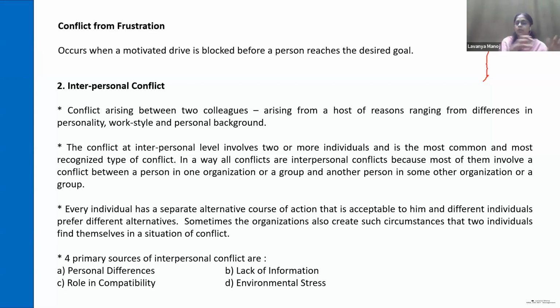limitation. So who is going to make use of the resource first, and the working style, the experience of each and every individual, the perception of each individual, the psychological attributes, everything matters, and even the role, their place in the hierarchy in the organization. So that also matters. The four primary sources of interpersonal conflict are personal differences, role incompatibility, competitiveness, lack of information, environmental stress.